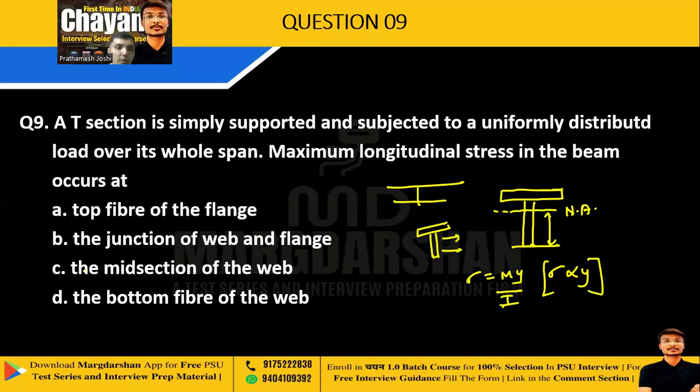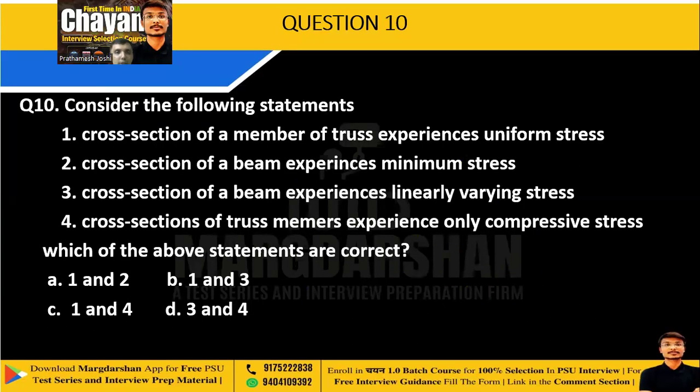So the bending stress will be higher at the bottom fiber of the web. This was easy but you have to understand the language of the question. Okay, let's move ahead. 10th question: consider the following statements. A cross section of a member of a truss experiences uniform stress.